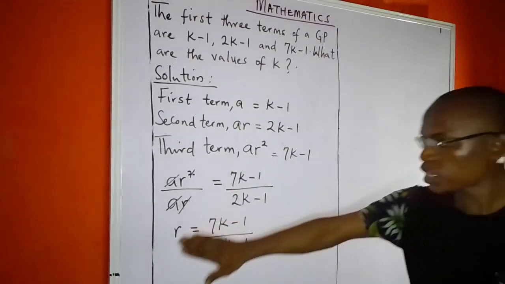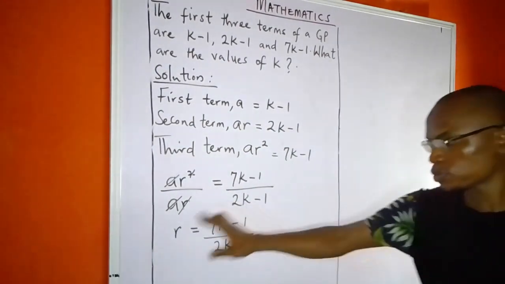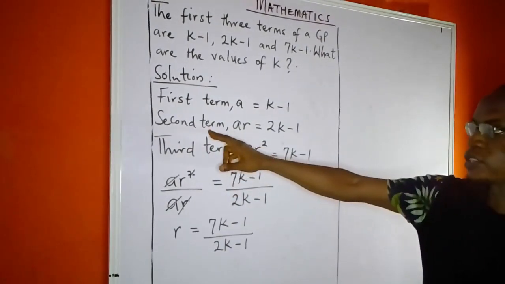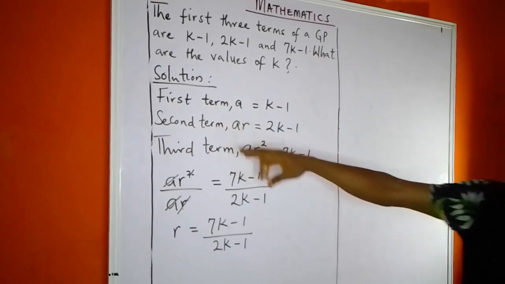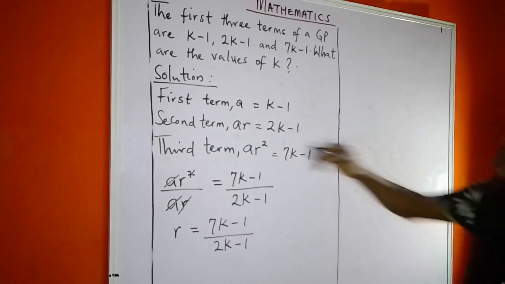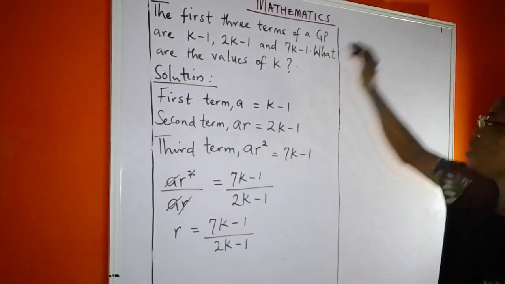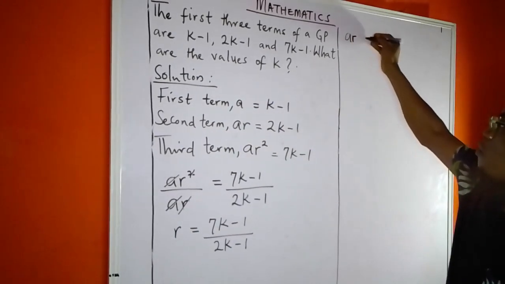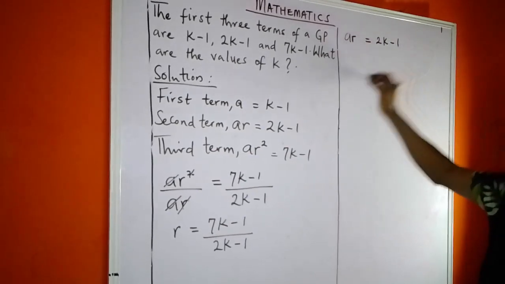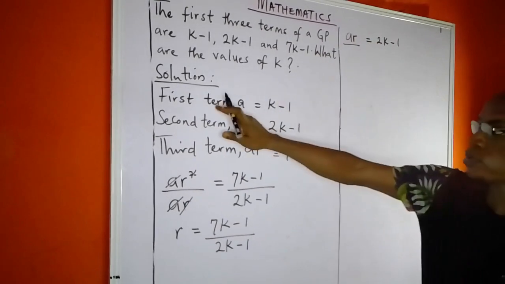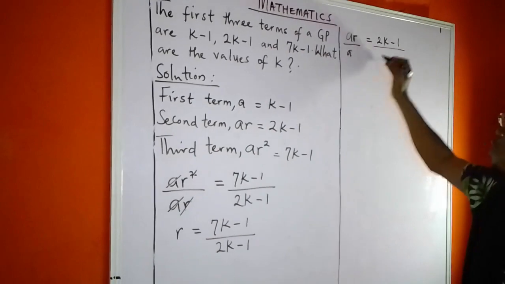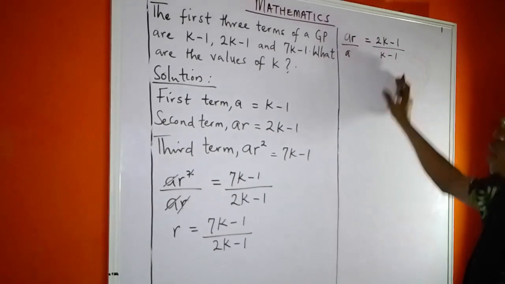Okay, so we've gotten the value for the common ratio between the third term and the second term. So let's look at what you get for the common ratio for the second term and the first term. So we pick the second term. What do we have there? Which will be AR, and the value is 2k minus 1. Then divided by the first term, which is A, and that is k minus 1.